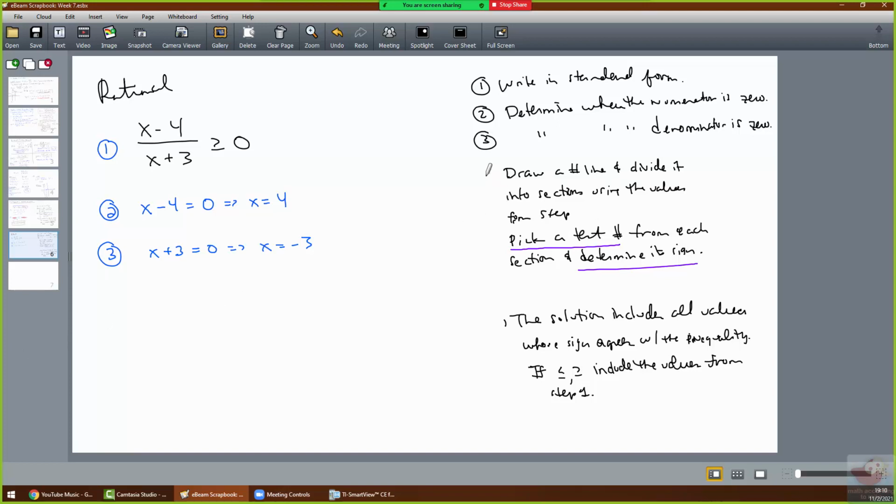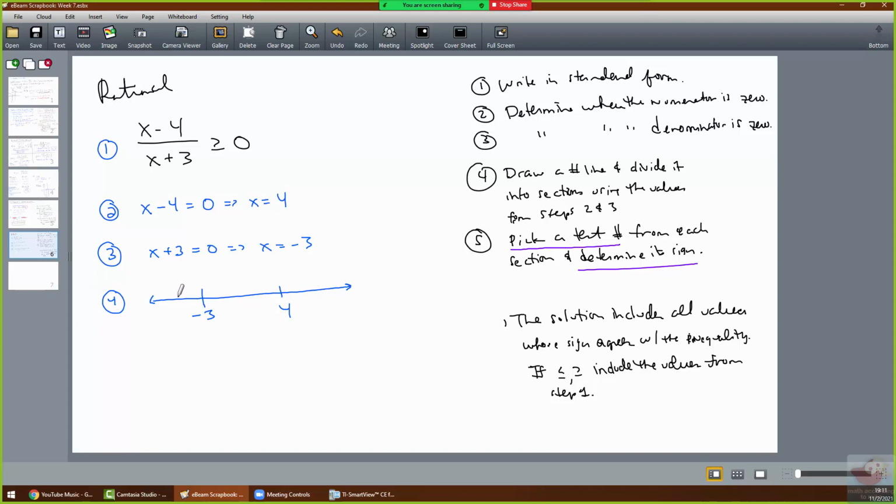Step 4, draw a number line and divide it into sections using the values from steps 2 and 3. Notice again we have 3 sections. The problem is, don't always assume that we'll always have 3 sections. You can have as many sections as you need to. The next step is the same. Pick a test number from each section and determine its sign.